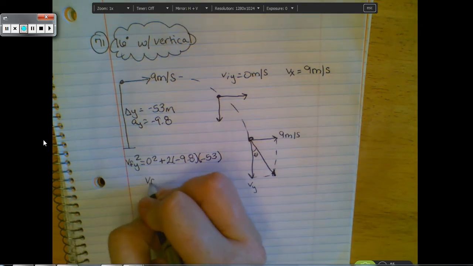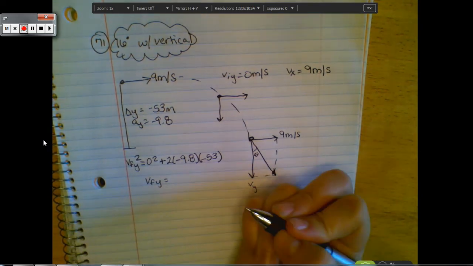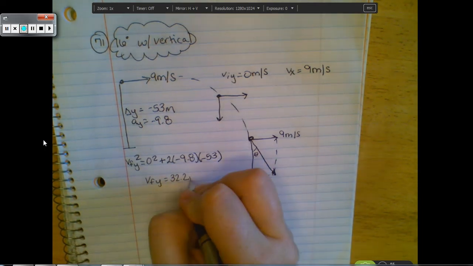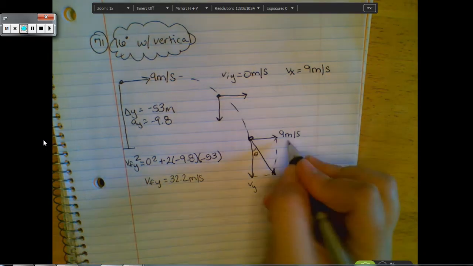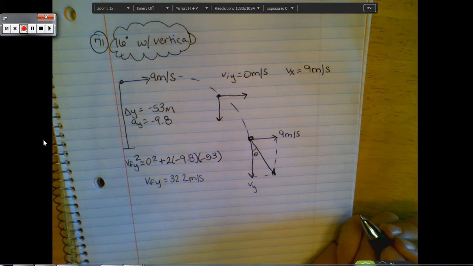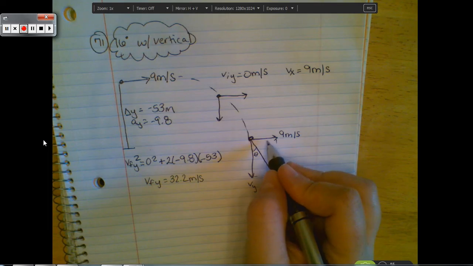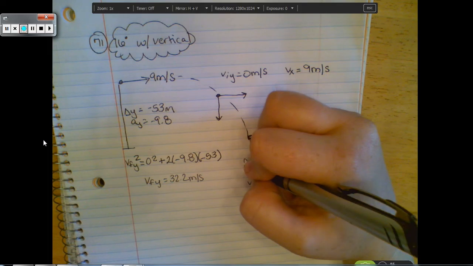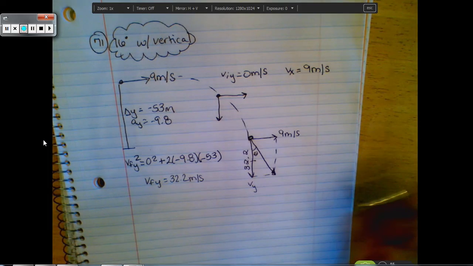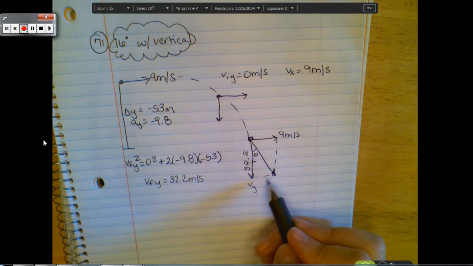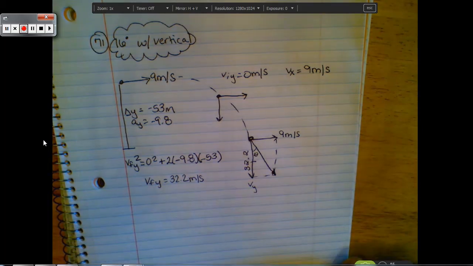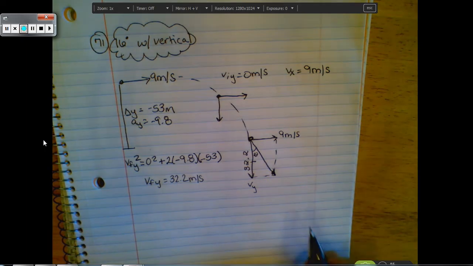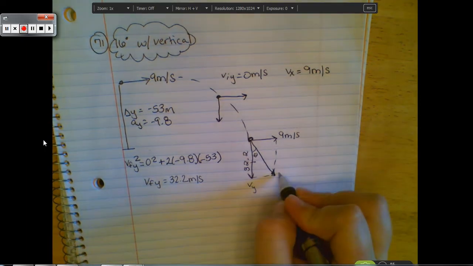I get v_fy equals approximately 32.2. I'm going to keep that point there. It may not be important, but 32.2 meters per second, and we know this is 9 meters per second. So now if I have my angle, I know this side is my adjacent side, 32.2 meters per second, and I know this is my side opposite. So I can find my angle by doing inverse tangent, and I can find my overall velocity by doing Pythagorean's theorem. So let's go ahead and find v.